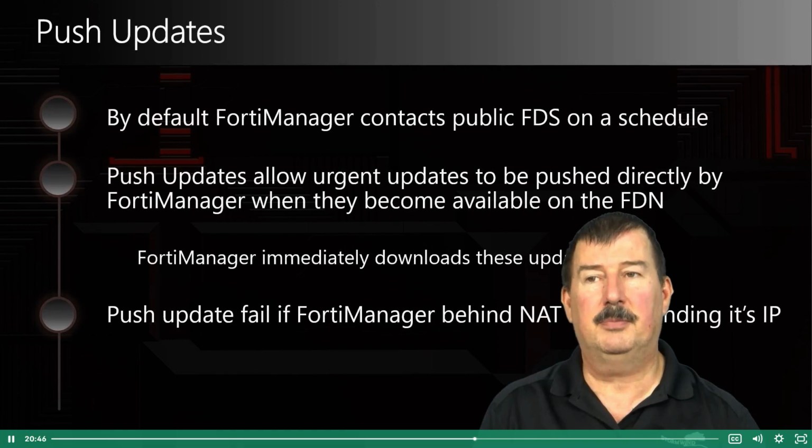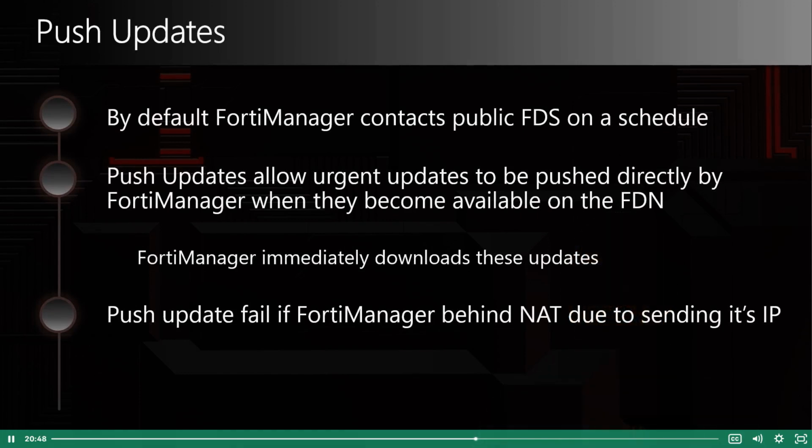You can also push updates by default to FortiManager on the schedule. Push updates allow urgent updates to be pushed directly by the FortiManager when they become available. So you can go out and just push whenever you want. If the push updates fail, it's because the FortiManager is behind a NAT and sending its IP. What they're talking about here is if you're getting your pushes from the FDN, they do it every 10 minutes. If you want an update out to the public internet faster, you can have challenges if you're behind a NAT because you're sending your IP out.